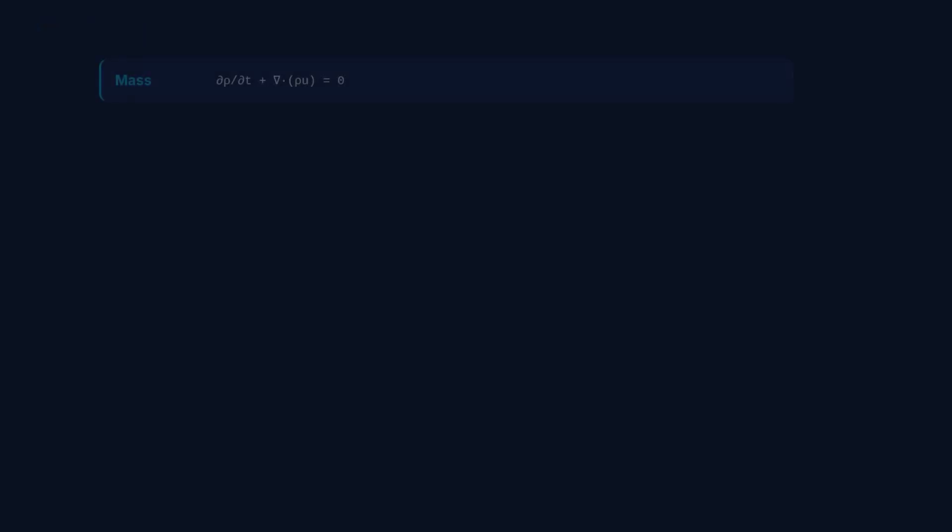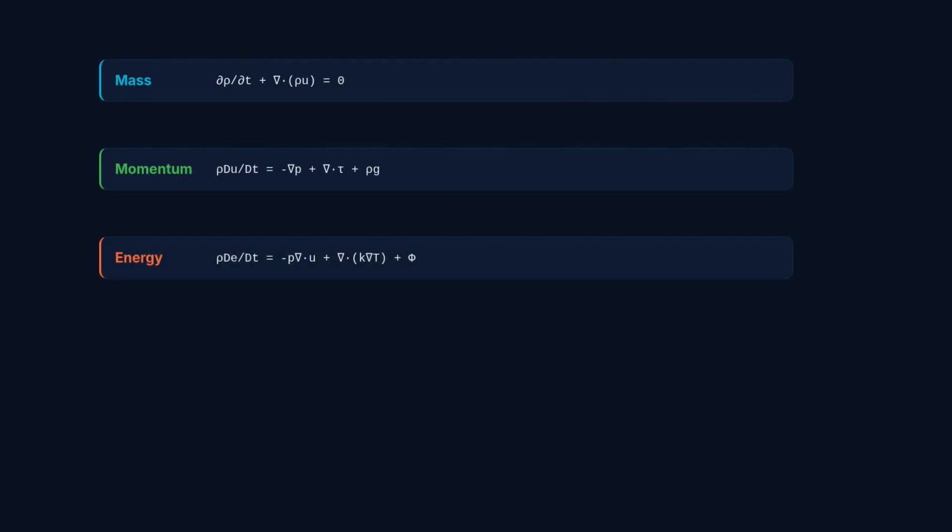Three conservation laws. Mass: nothing is created or destroyed. Momentum: Newton's second law for fluids. Energy: the first law of thermodynamics. The finite volume method turns them into equations your computer can solve. Every converged simulation satisfies all three simultaneously. Understand these laws, and you understand what your solver is actually doing.